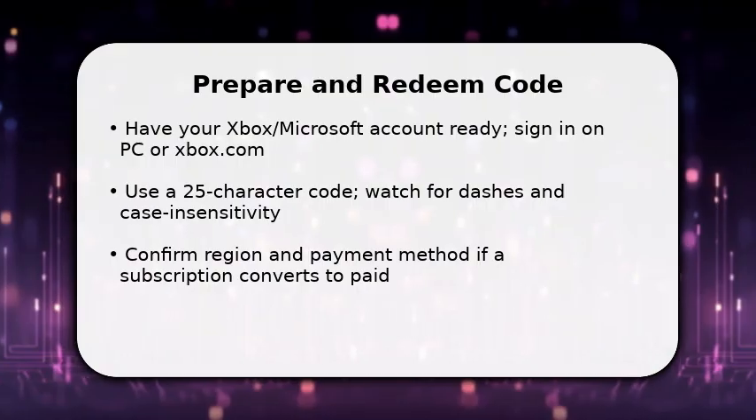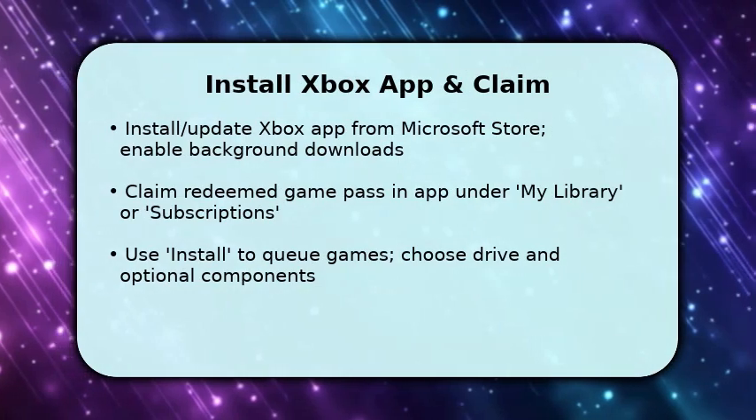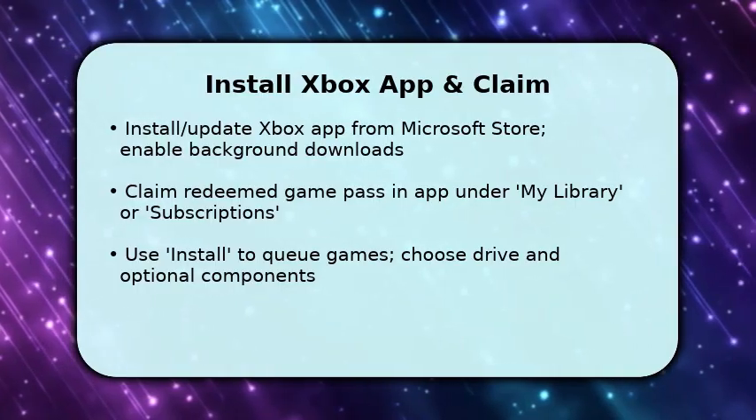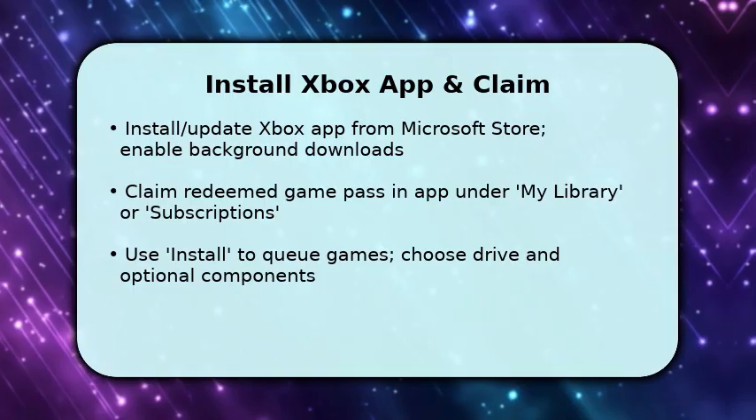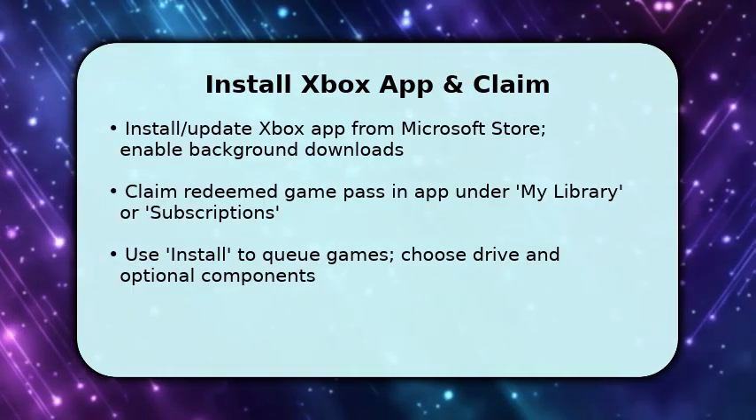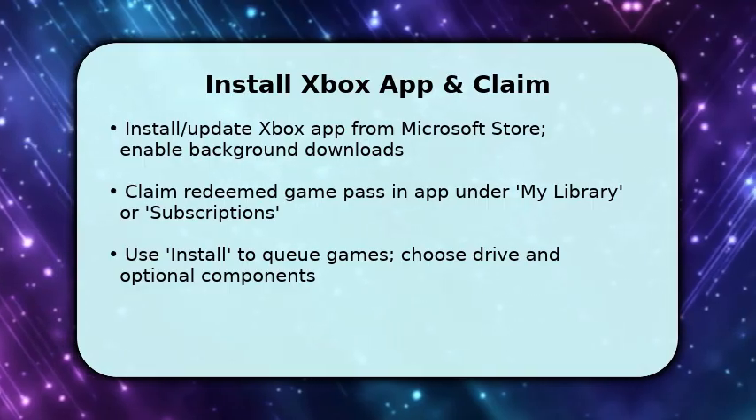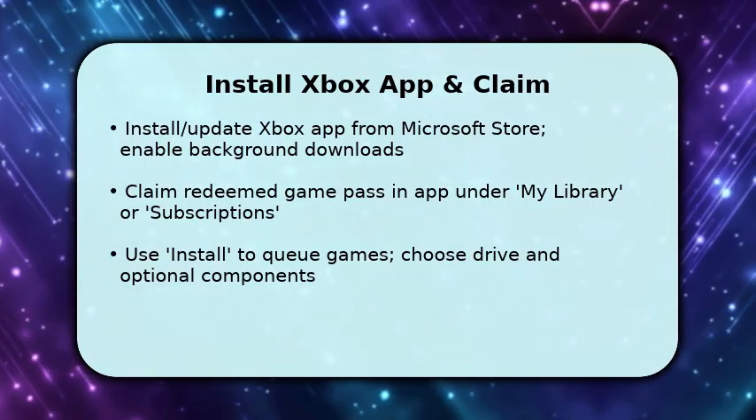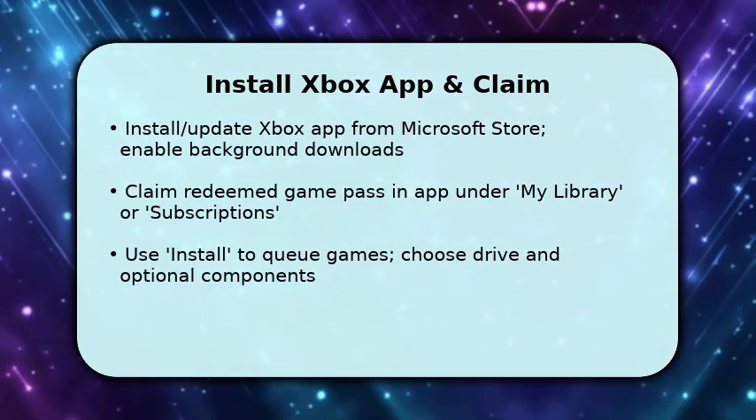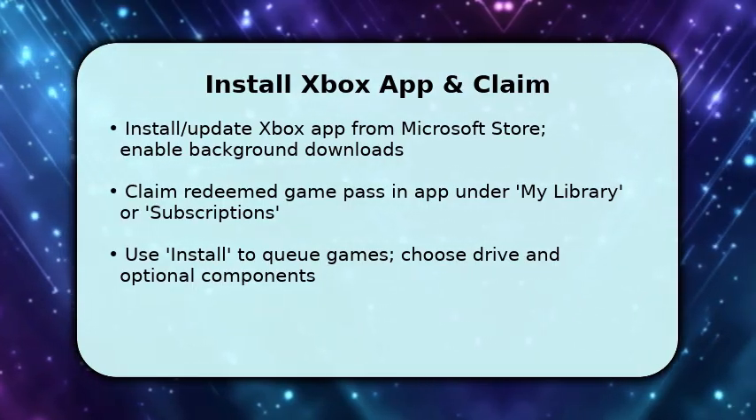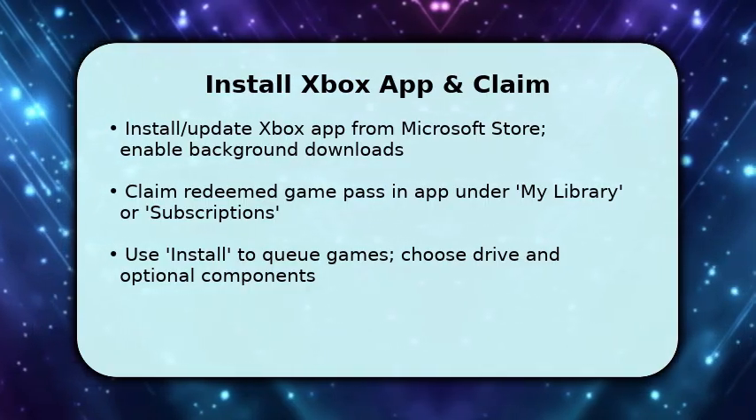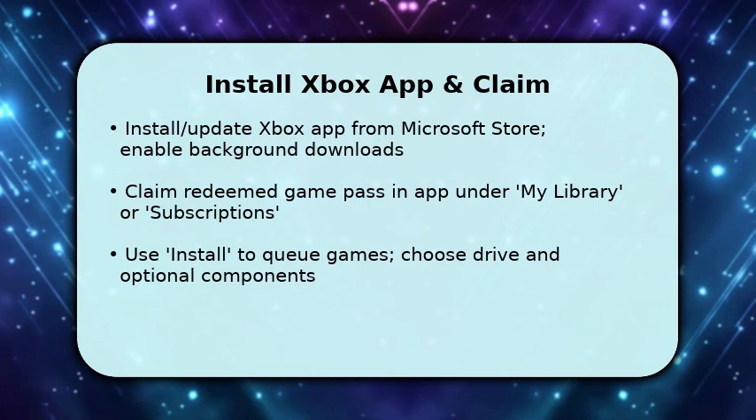Once done redeeming, install or update the Xbox app from the Microsoft Store and sign in with the same account. In the app, verify your active subscription under Subscriptions and then go to My Library or Game Pass to view available titles. You claim games by selecting them and hitting Install. Make sure you pick the correct drive and optional components like high-resolution textures. While downloads run, you can set the app to allow background downloads, so your games install without interruption.